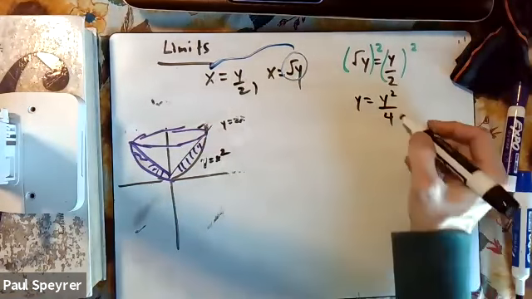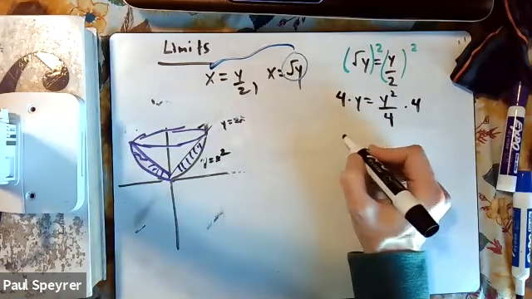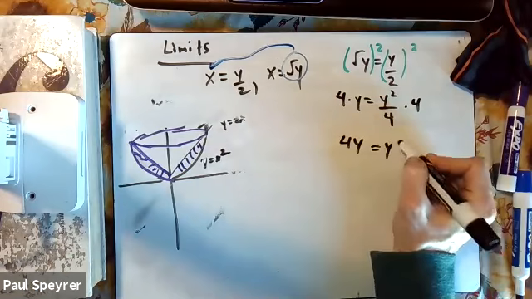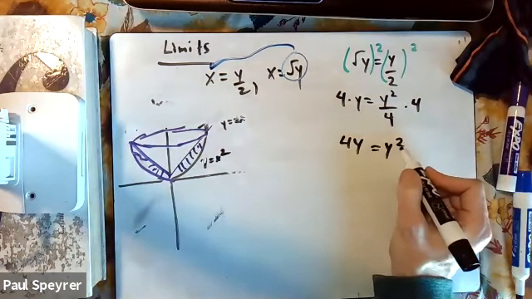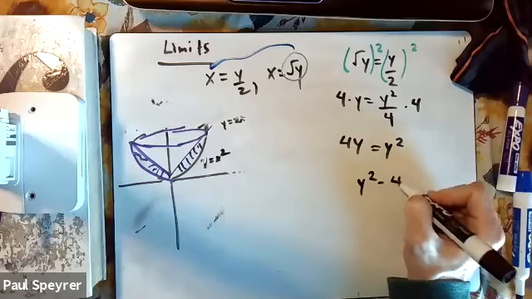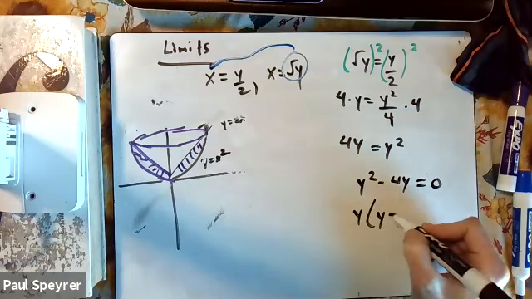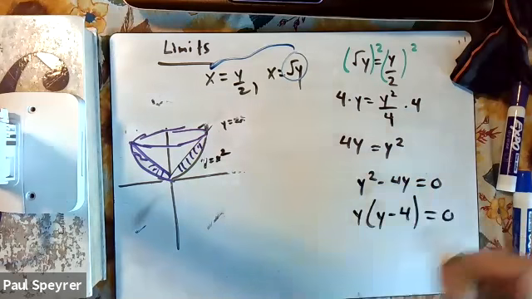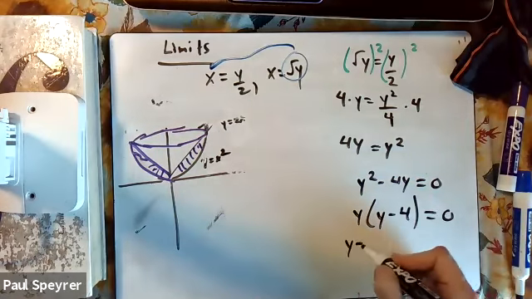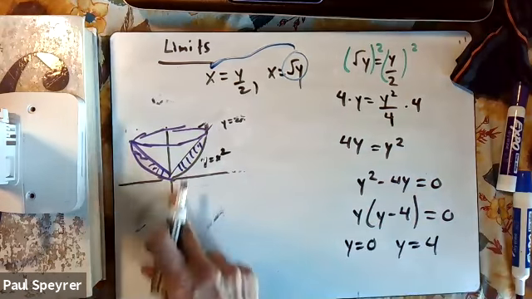And then we keep solving, right? Well, I got to move the 4 over, so I'll multiply both sides by it. We have 4y equals y squared. Set this to 0 because we have a y power higher than 1. So we have y squared minus 4y equals 0. We can pull out a y, so we have y times y minus 4 equals 0, and you get y equals 0 and y equals 4. Those are your limits.